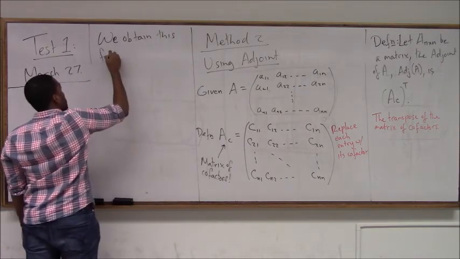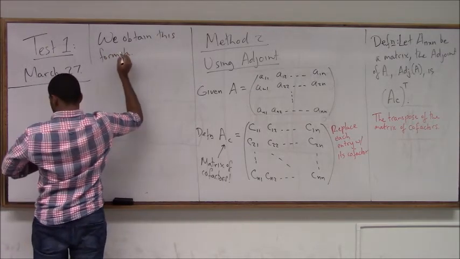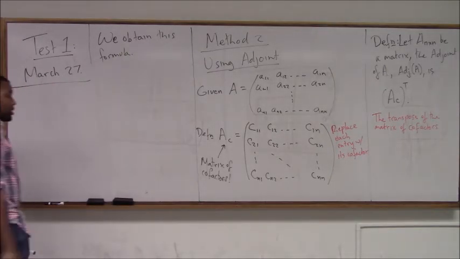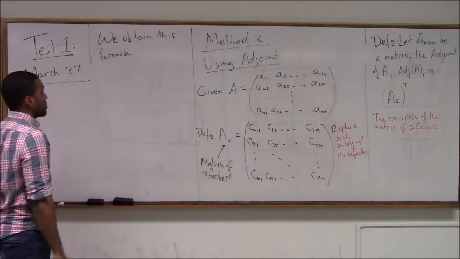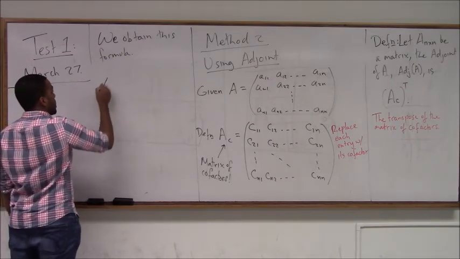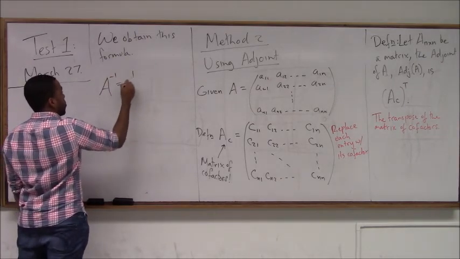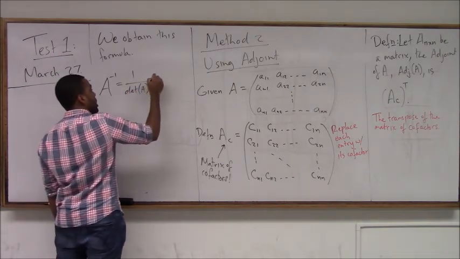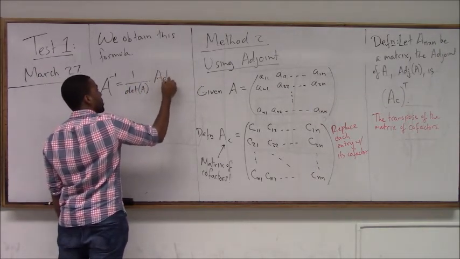This formula, which next time I can prove for you if you're interested, but I'll just tell you what the formula is at this point: A inverse is going to be 1 over the determinant of A times the adjoint of A.